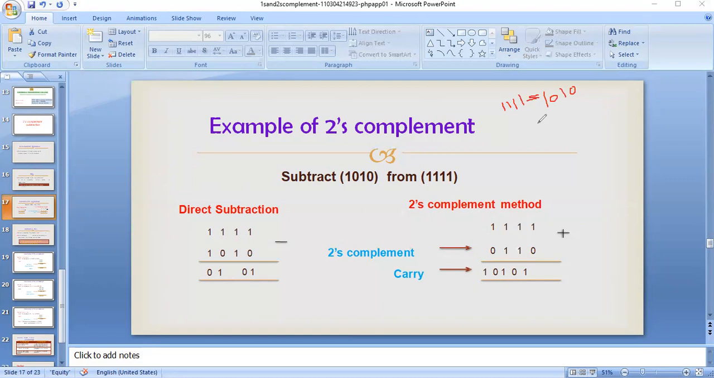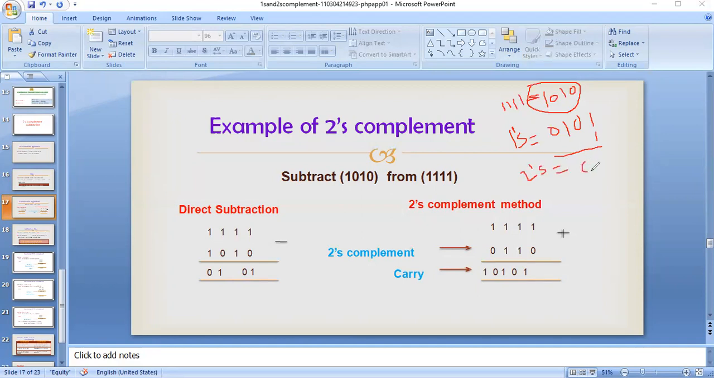In the first step, we have to find the 2's complement of the subtrahend. First you have to find the 1's complement. For the 1's complement, just replace ones with zeros and zeros with ones. So 0, 1, 0, 1. This is the 1's complement result. After that, you have to add 1 to the LSB, and you will get the 2's complement result.